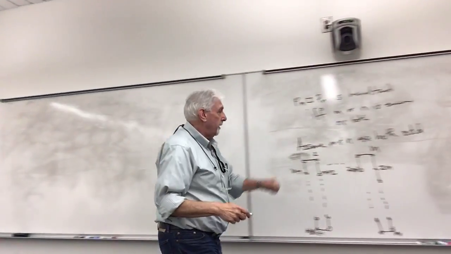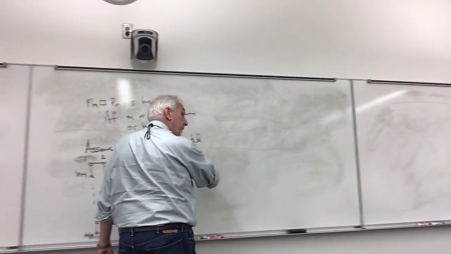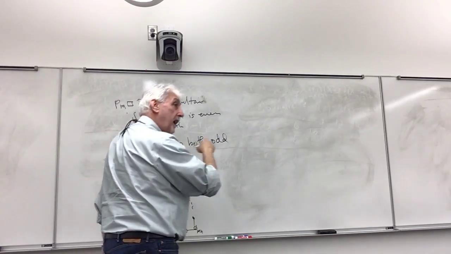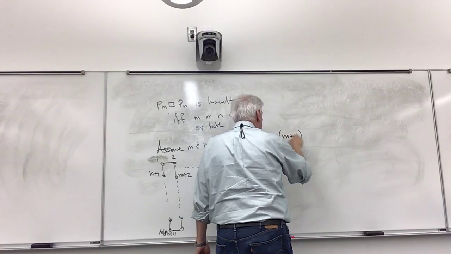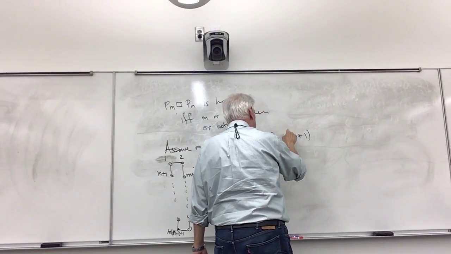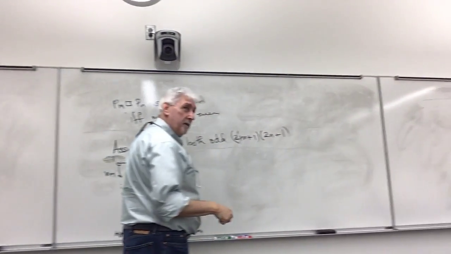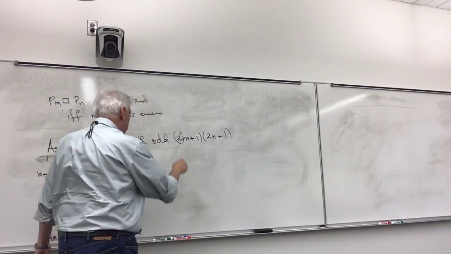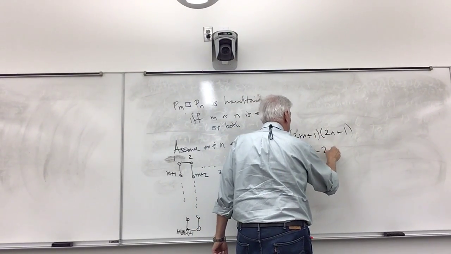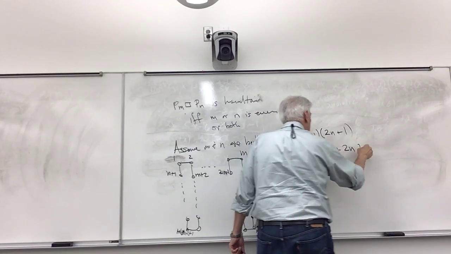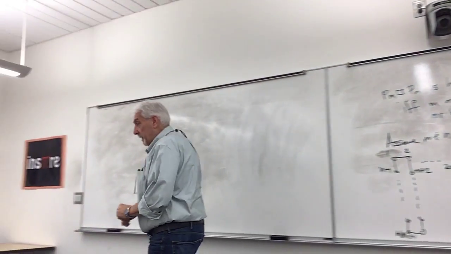You said odd times odd? Yeah, odd times odd. Not negative times negative. Let's just make sure we understand this. So odd would be 2m plus 1, and 2n plus 1. Right? That would be an odd times an odd. So we'd have 4mn plus 2m plus 2n plus 1. I think that's the odd product. Yes, and that is definitely odd.